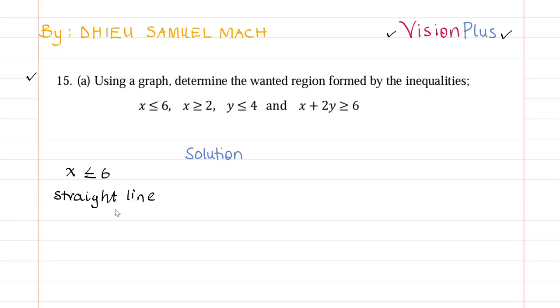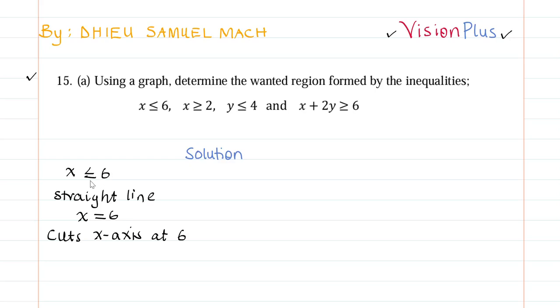And the straight line will be in the form x equals to 6. We simply change the inequality symbol to an equal sign just for us to analyze it better. So our x equals to 6. So this is a straight line that cuts the x-axis at that number 6. And if you look at it here, x is less than or equal to 6.